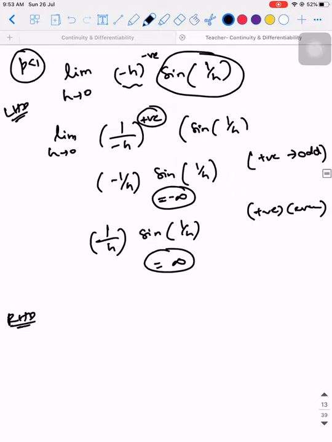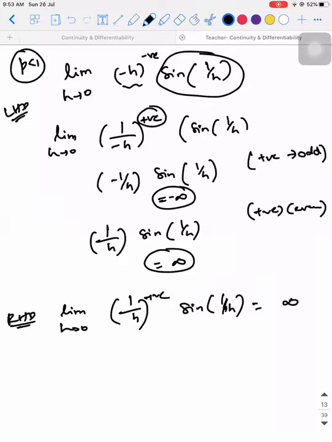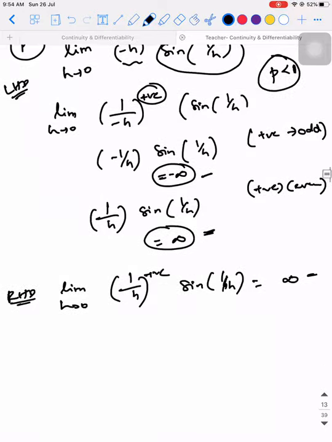For the right hand derivative, again you will have the same thing. Limit h tends to 0, h power negative value, that will be 1 by h positive value. So what will you get? You will get it as infinity. Since the left hand derivative is not equal to right hand derivative, for p less than 1 it is not differentiable there.